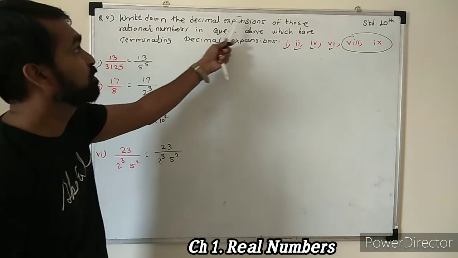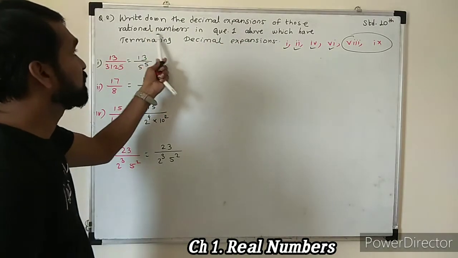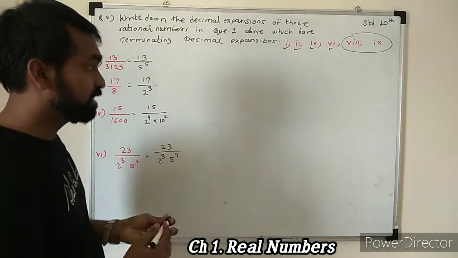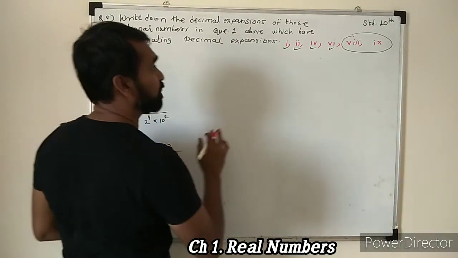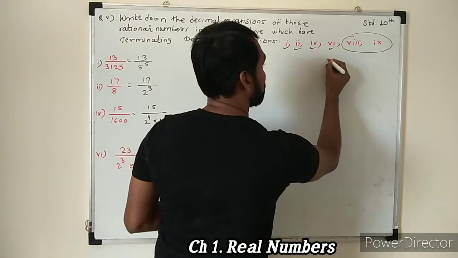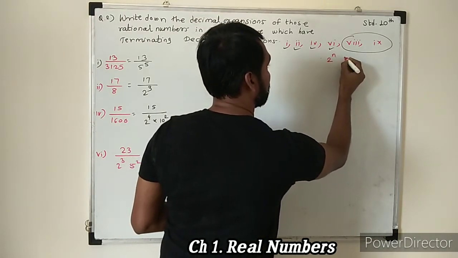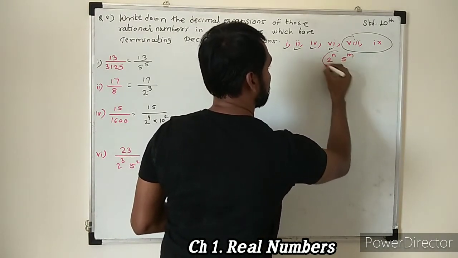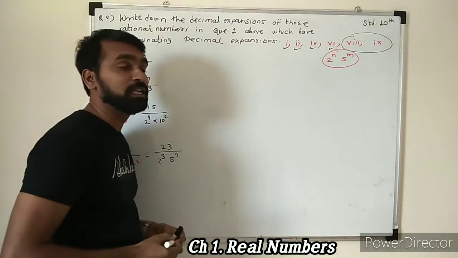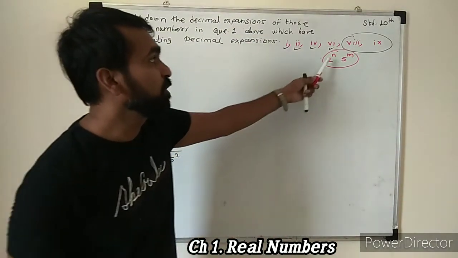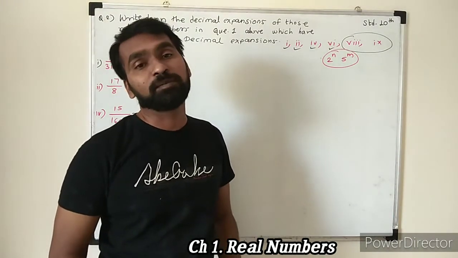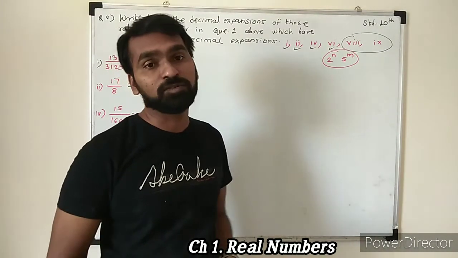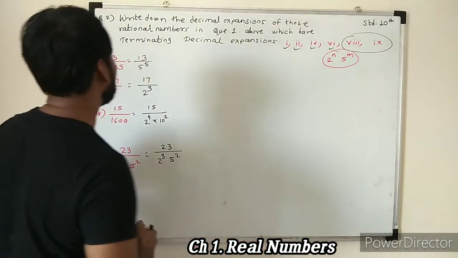Write down the decimal expansion of those rational numbers. So here, first of all, whatever is in the denominator, you have to convert it into the form 2 raised to n and 5 raised to m. In this, n and m, both powers, you have to make the same, and then after that you have to solve it.